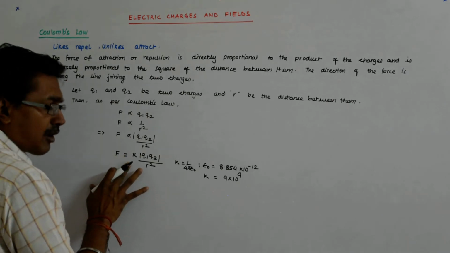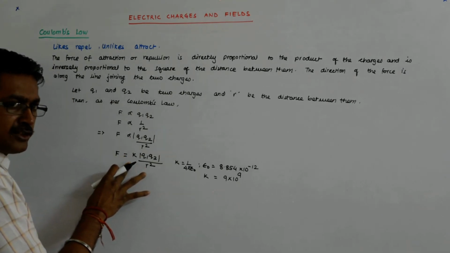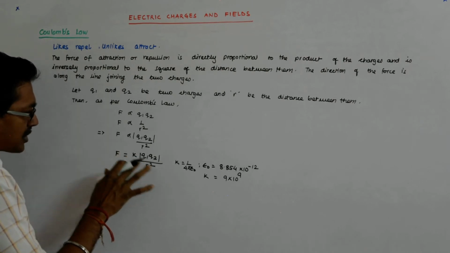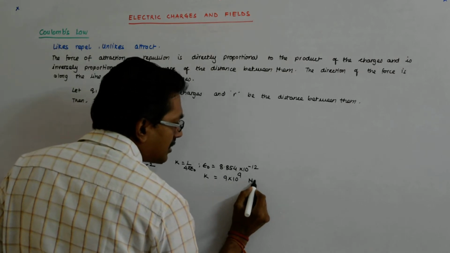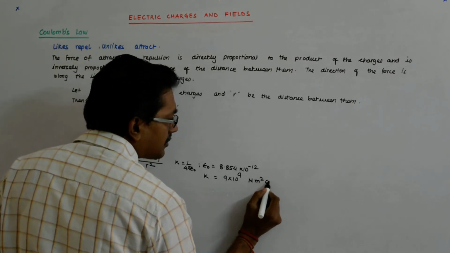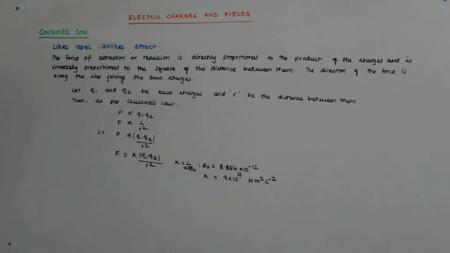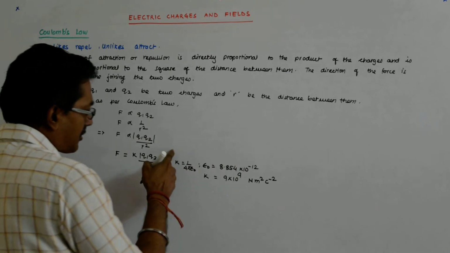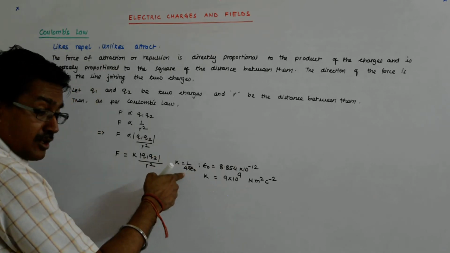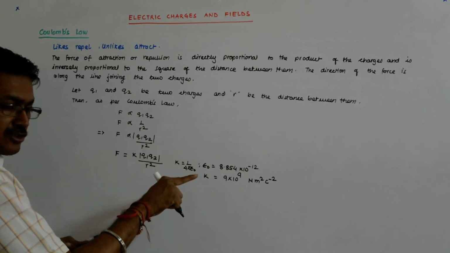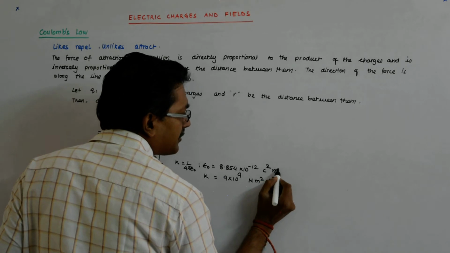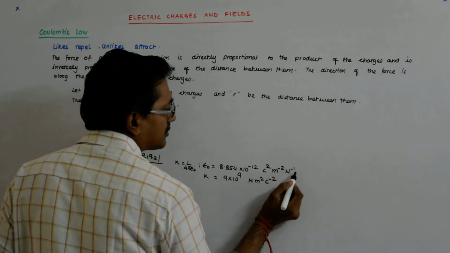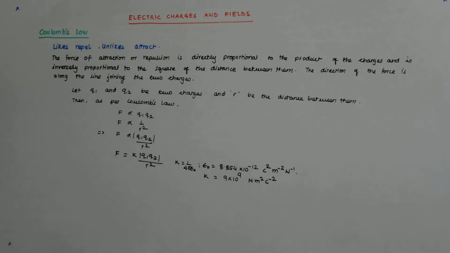What will be the unit of K? K will be Newton meter square per Coulomb square, is it not? What is the unit of epsilon naught? Epsilon naught will go there, K comes down, 4 pi does not have a unit, so it will be the inverse of this. So it is Coulomb square per meter square per Newton. Correct? We get that?